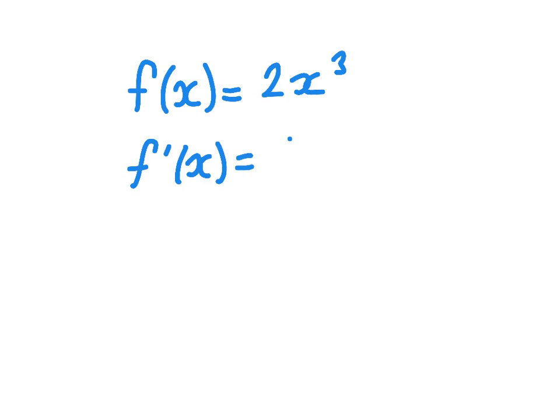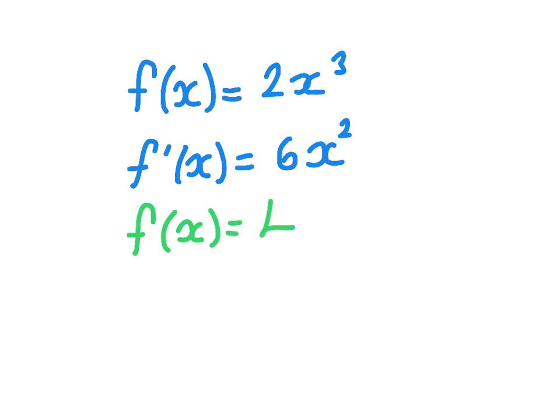So 3 times 2 is 6. And reduce the power by 1, which gives me squared. I've got a positive non-fractional indice for an answer, so I'm happy that I don't need to tidy it up. Okay, the next example has f of x equal to 4x to the power of negative 2.